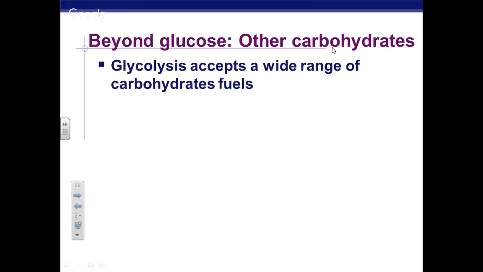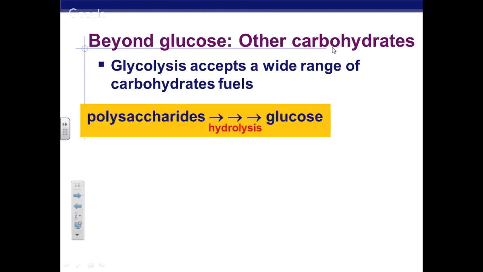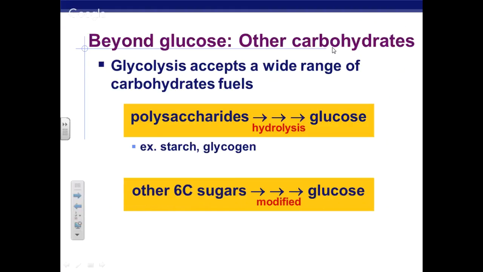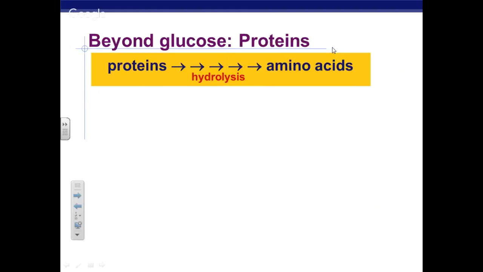So, like I said, in glycolysis, we can use all kinds of other fuels besides glucose. Polysaccharides can be broken down into monomers, and for things like glycogen or starch, the monomers are glucose, and they can just enter right at the beginning. Other 6-carbon sugars can be modified, taking off functional groups, moving things around to make glucose. So galactose and fructose can be modified to start at the very beginning of respiration.